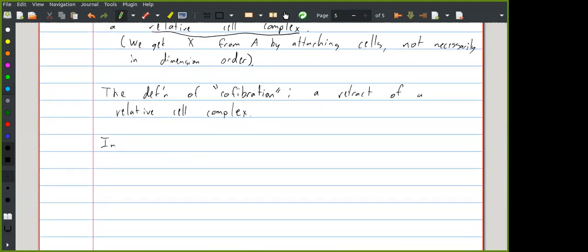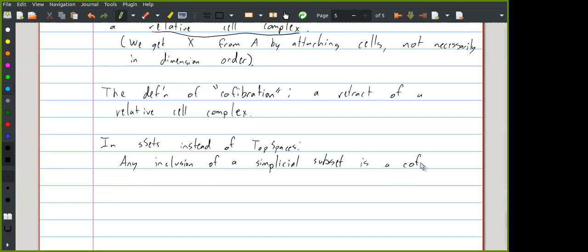And finally, if we want to think about simplicial sets instead of spaces, then there's an analog to this homotopy extension property instead of topological spaces. Any inclusion of a simplicial subset is a cofibration and satisfies the analog of the homotopy extension property. Okay.